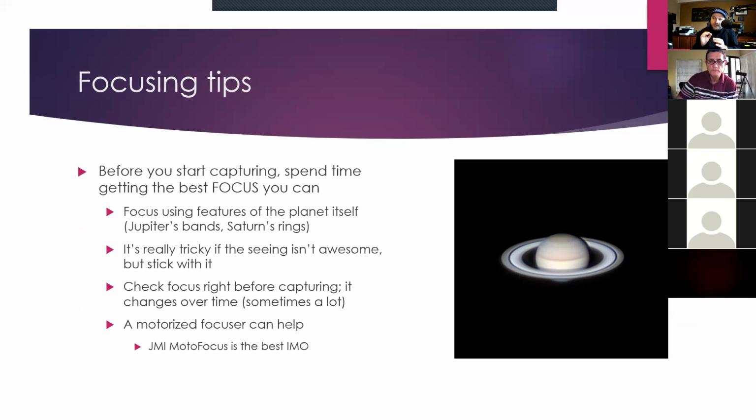Now you want to be focusing on the features of the planet itself. It's not going to be good enough to go focus on a star like you would normally. You want to focus on the planet because you're trying to capture even finer details than you would be getting in deep sky imaging. So if you're looking at Saturn, focus on that gap between the rings. Try to get that as sharp and distinct as you can before you start imaging.